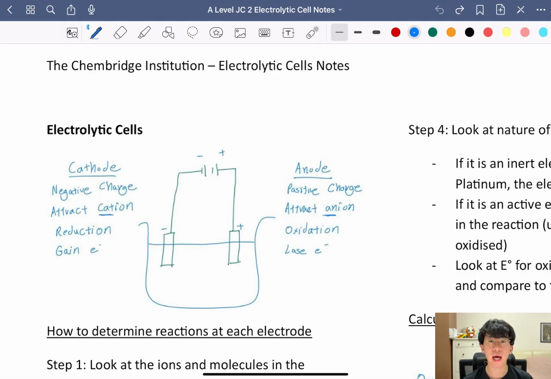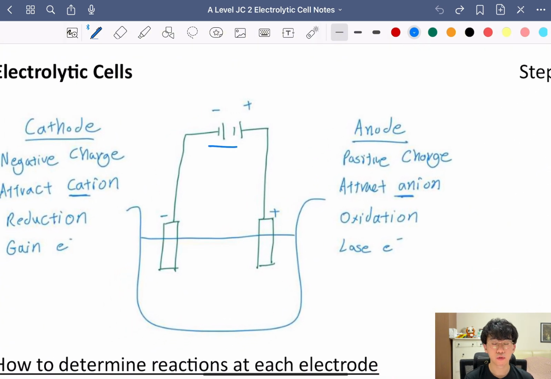Let's start by looking at what an electrolytic cell comprises of. On a first glance, when you look at an electrolytic cell, you realize that the main difference between an electrolytic cell and an electrochemical cell is the use of the batteries. Since we have batteries over here, we're mainly using electrical energy and converting it into chemical energy.